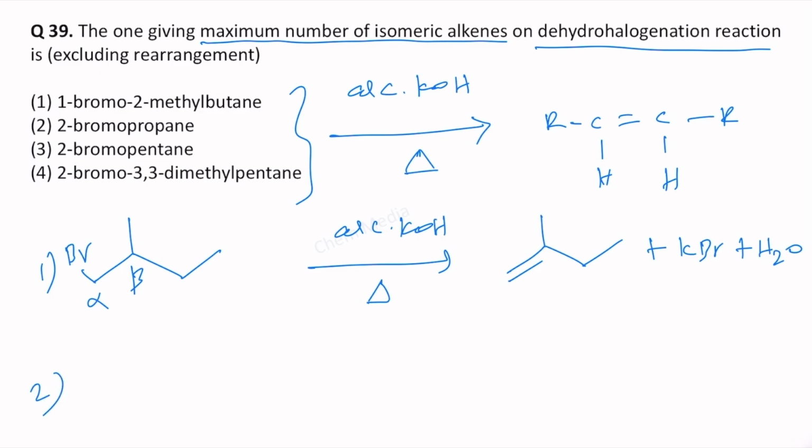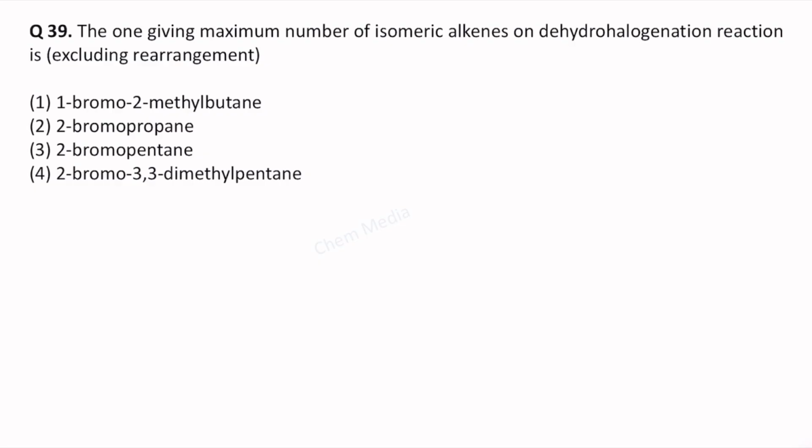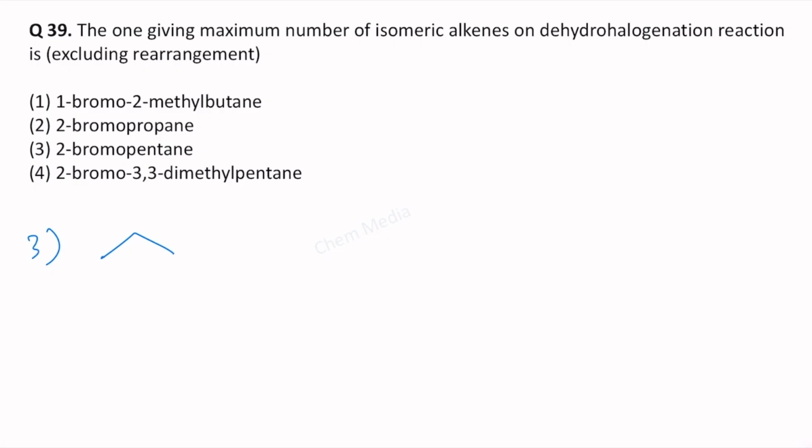In 2 we have 2 bromo propane. So this is propane, 1 bromo substituent at 2 position, and when we heat this molecule in presence of alcoholic KOH, then we will get only one product, that is propene. Number 3 we have 2 bromo pentane. Let's draw the pentane chain first, 1 2 3 4 5, and then at 2 position the bromo substituent.